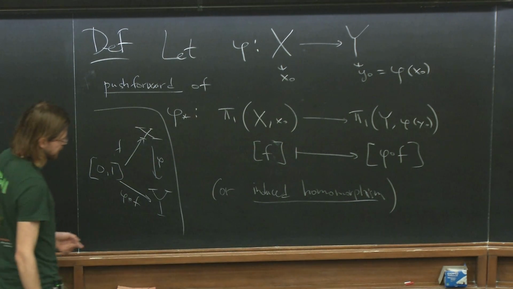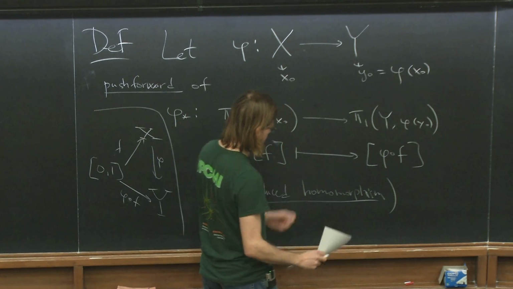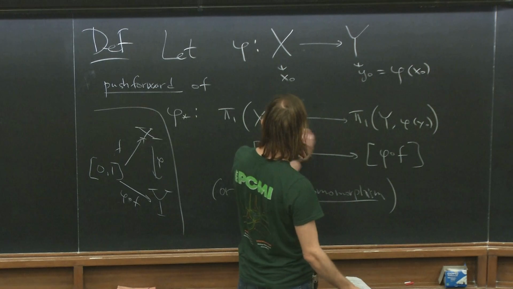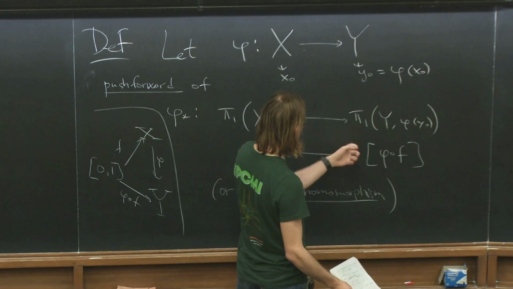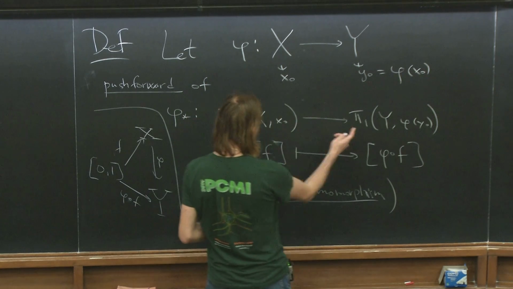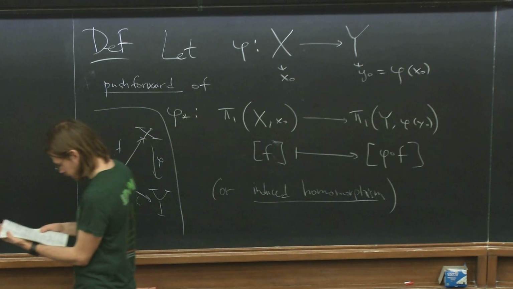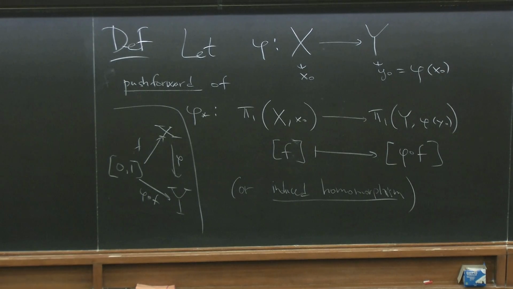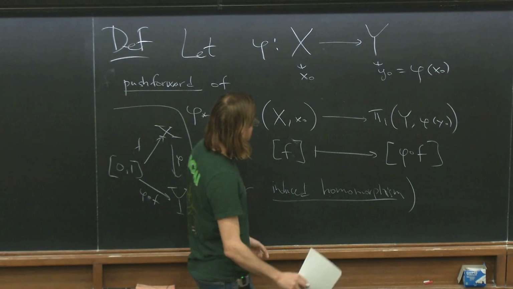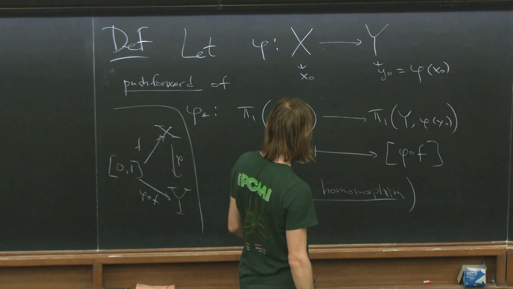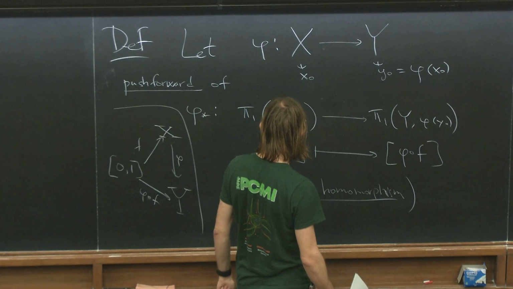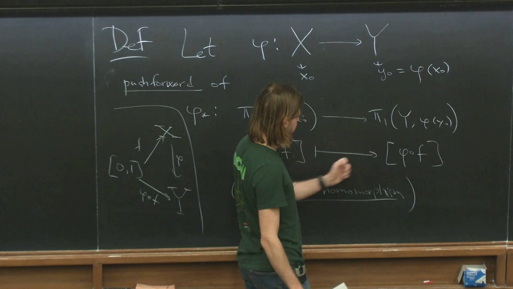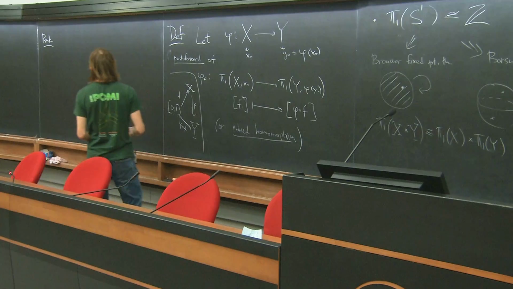So this name is justified because this map is actually a homomorphism. It's not just a map between these sets, but a map considered as a map between groups. It's a homomorphism, and in principle one has to argue that this is indeed the case. But first, as usual, we have to argue that the map is well defined, so the result is independent of the choice of representative.